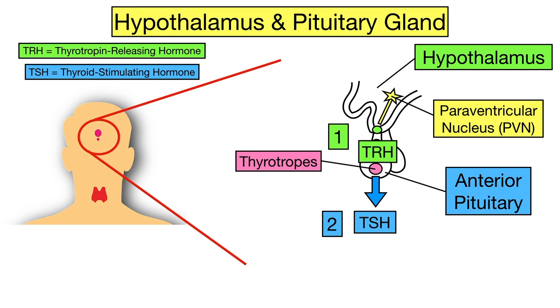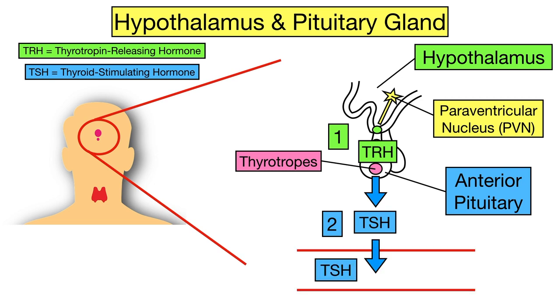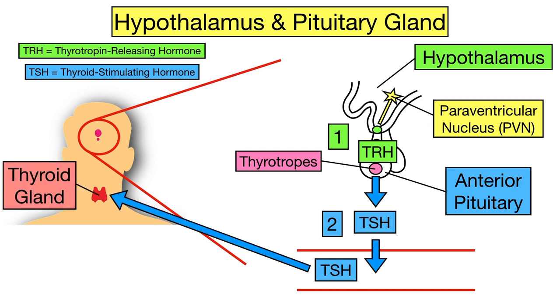Once TSH is released from the anterior pituitary gland, it then enters the bloodstream where it travels to another gland located in the neck. This gland is called the thyroid gland, which is a butterfly-shaped structure located at the base of the anterior neck. TSH will stimulate the thyroid gland to produce thyroid hormone. Before we talk about how thyroid hormone is actually synthesized in the thyroid gland, let's go back to our original diagram quick and recap everything so far.